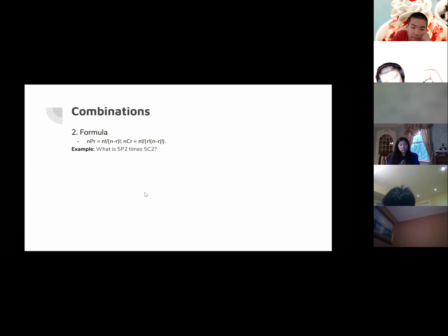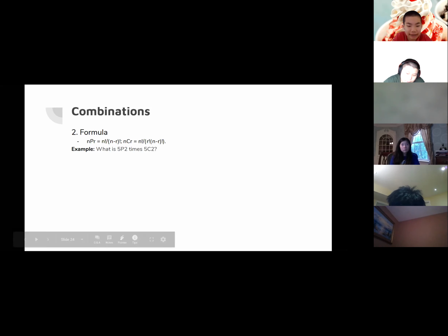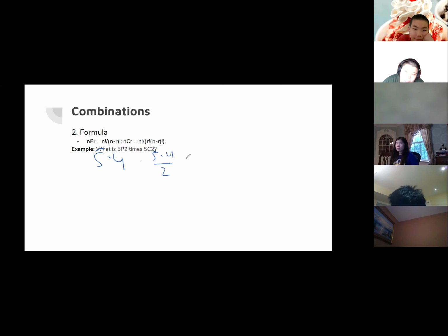5 students. One of them has to be the vice president, one of them can be the president, and 2 of them have to be council members. A president or a vice president can still be a council member, and they can also not be a council member. How many options do you have? So 5P2 times 5C2. It's simply 5 times 4 times 5 times 4 divided by 2, which is 20 times 10 equals 200.